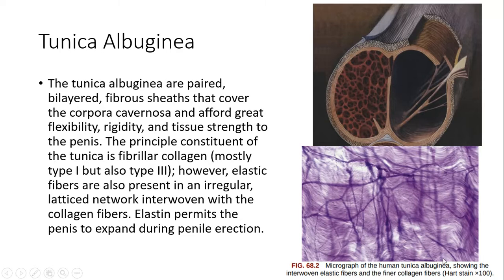This micrograph of human tunica albuginea shows a typical appearance of dense connective tissue. We have collagen masses which are directed parallel to each other, and it also contains a lot of elastin. Elastin permits the penis to expand during penile erection.